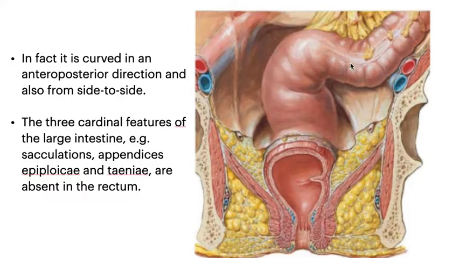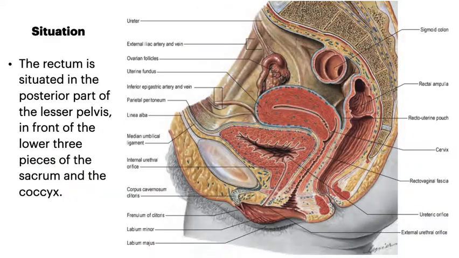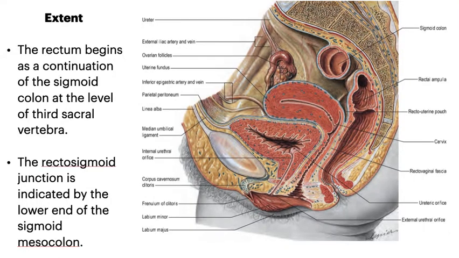The three cardinal features of the large intestine, that is the sacculations, the taeniae coli, and the appendices epiploicae, are absent in the rectum. Basically, the rectum is situated in the posterior part of the lesser pelvis, in front of the lower three pieces of the sacrum, 1, 2, 3, and the coccyx. It is extending from the sigmoid colon, basically beginning as a continuation of the sigmoid colon.